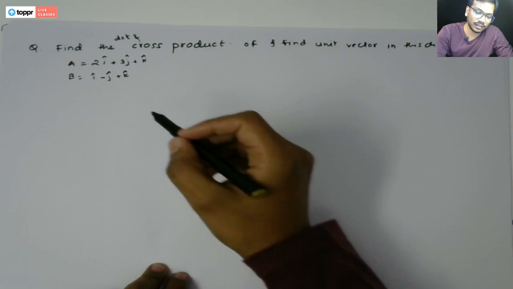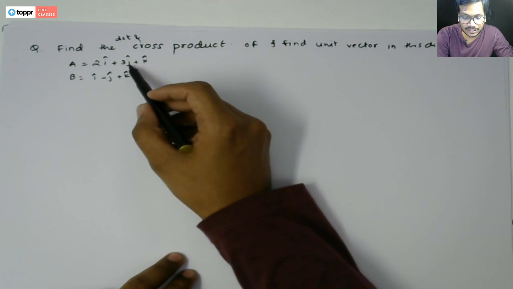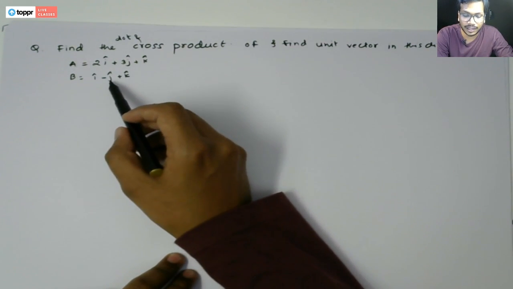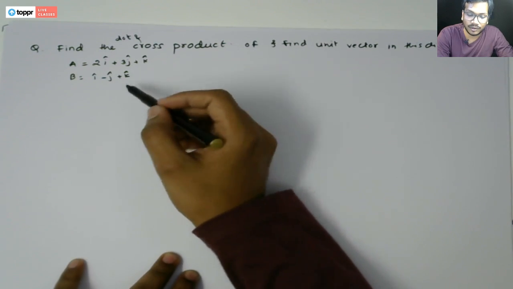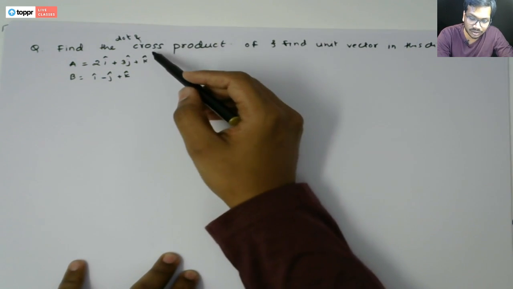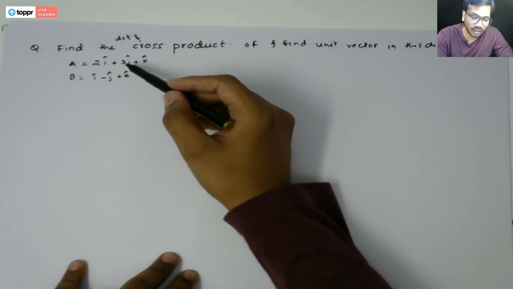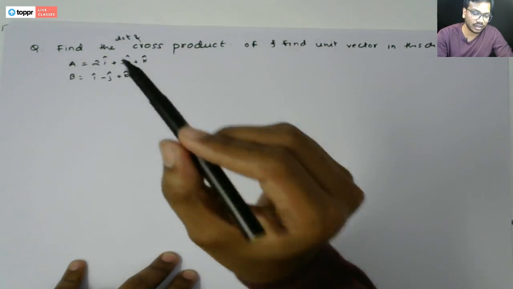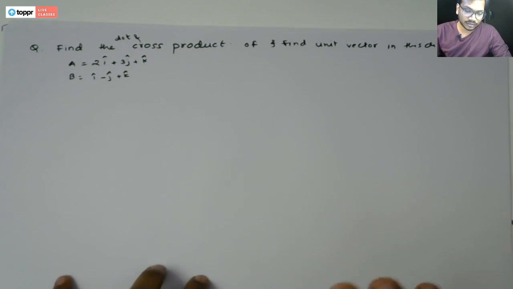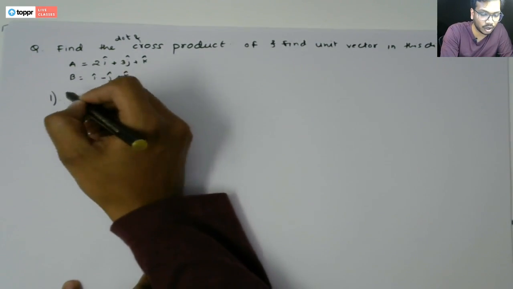Say we have two vectors, A is 2 i cap plus 3 j cap plus k cap, and B is i cap minus j cap plus k cap, and we have to find the dot product of these vectors, cross product of these vectors, and unit vectors in the direction of A and in the direction of B. Now let us do it stepwise. Let's find the dot product first.